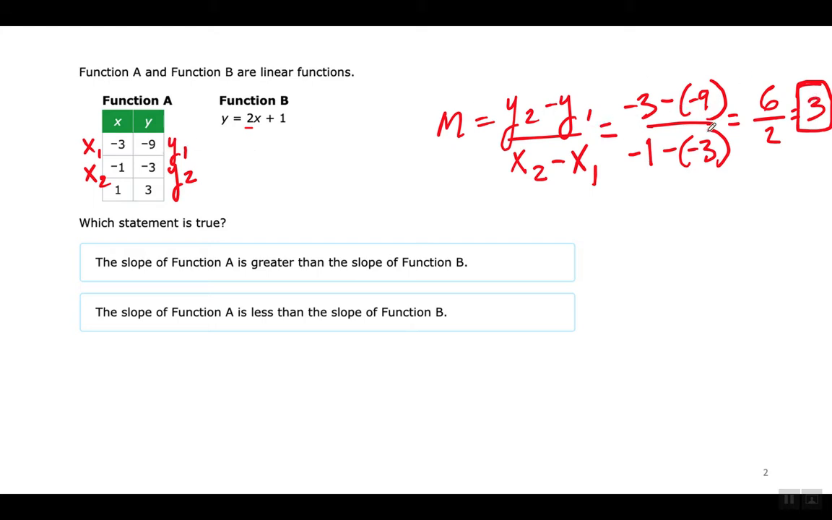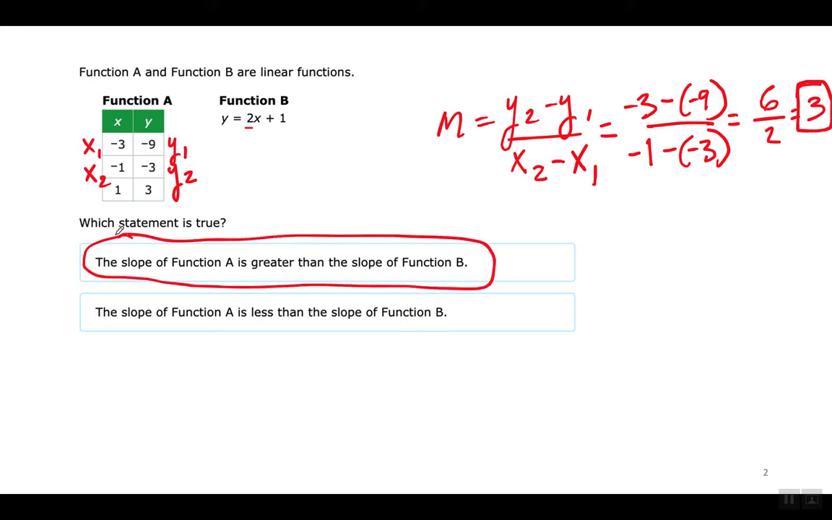You should know how to do it the correct way. And there may be one or two where this doesn't apply. But I'm just showing you that for a lot of these, you could just do this mental math. Again, all I'm doing is looking that the difference between these two numbers is 6, and the difference between these two numbers is 2. 6 divided by 2 is 3. All right, and that gave me the slope. So in this one, the slope of function A is greater than the slope of function B.